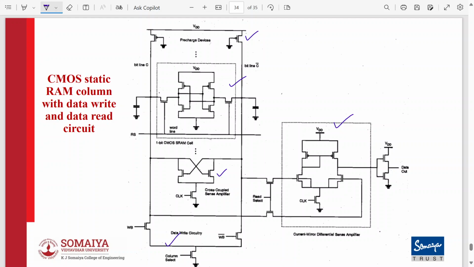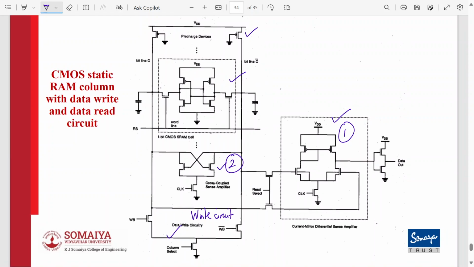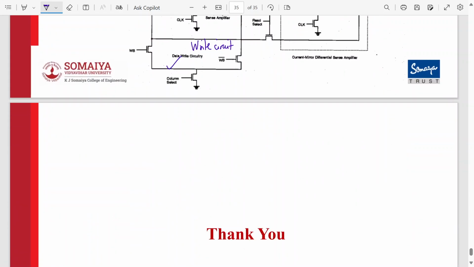Okay, so there are two sense amplifiers over here, sense amplifier number 1 and 2, and there is one data write circuitry which is here. So this is the write circuit, and these two are the read circuits. This is how the overall SRAM structure will operate along with the data write and read circuitry.